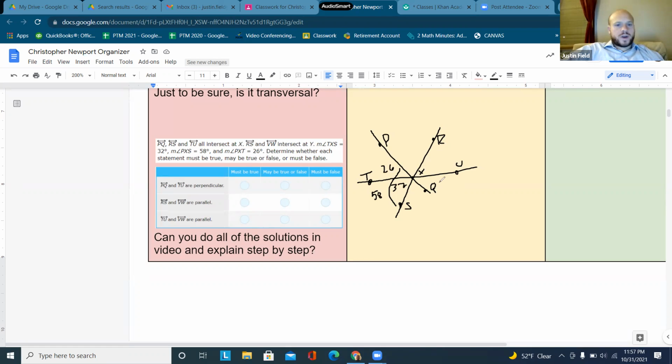Now, determine whether each statement must be true, may be true, or false. Okay, so what is 26 plus 32? That is 58. Okay. So PQ and TU are perpendicular. Must be false because this is not a 90-degree angle, it's a 58-degree angle.